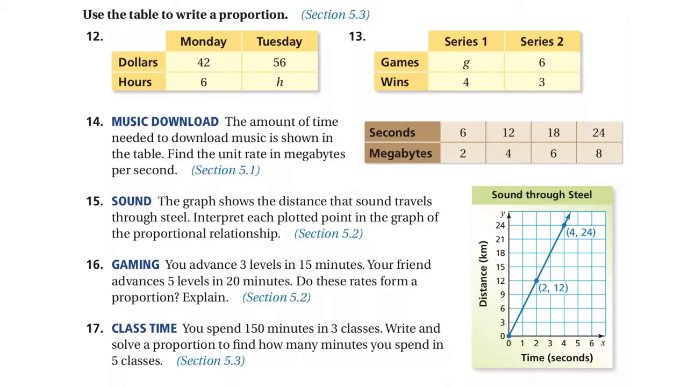For number 16, you advance 3 levels in 15 minutes, your friend 5 in 20 minutes. Write that, see if that's a proportion, and you can figure out number 17 as well.